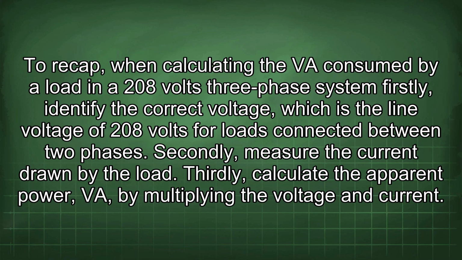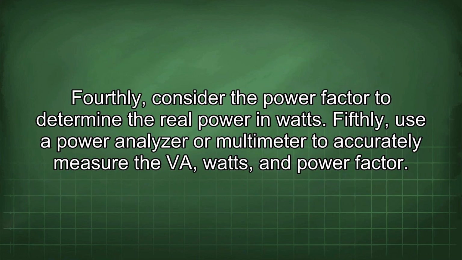To recap, when calculating the VA consumed by a load in a 208 volts three-phase system, firstly, identify the correct voltage, which is the line voltage of 208 volts for loads connected between two phases. Secondly, measure the current drawn by the load. Thirdly, calculate the apparent power, VA, by multiplying the voltage and current. Fourthly, consider the power factor to determine the real power in watts. Fifthly, use a power analyzer or multimeter to accurately measure the VA, watts, and power factor.